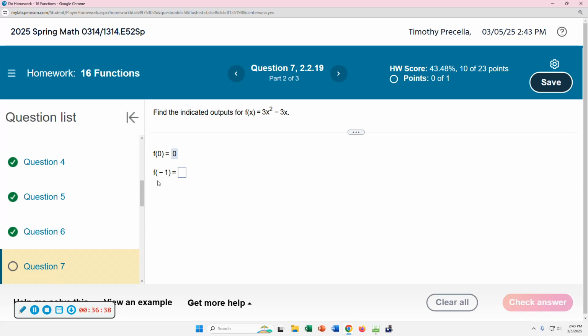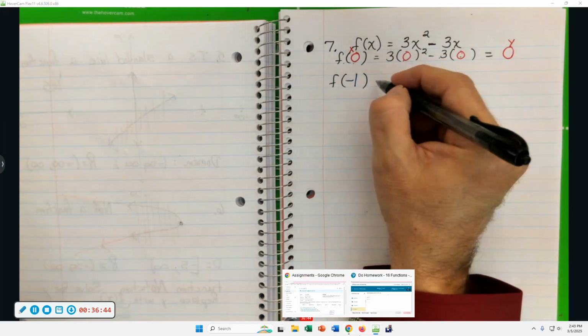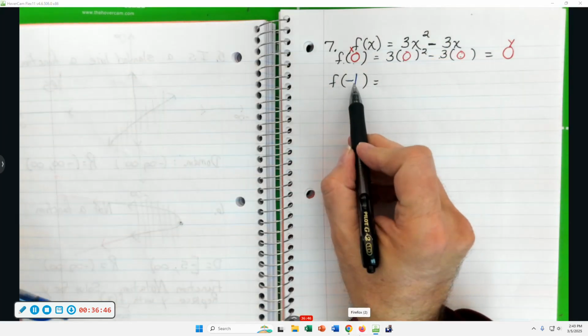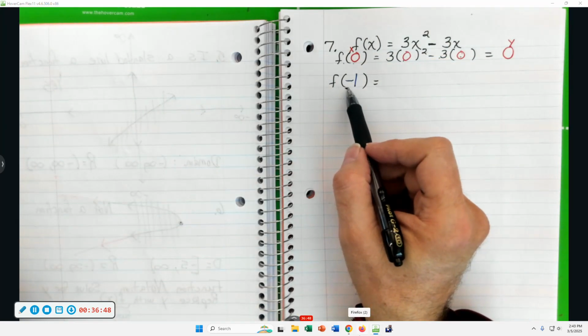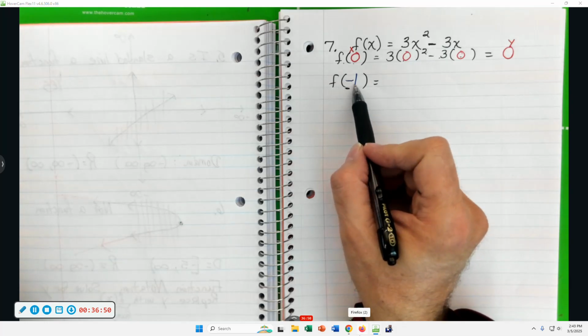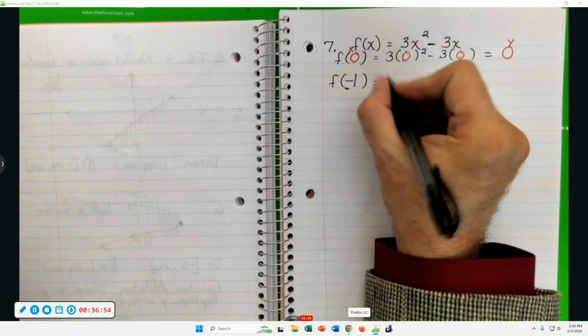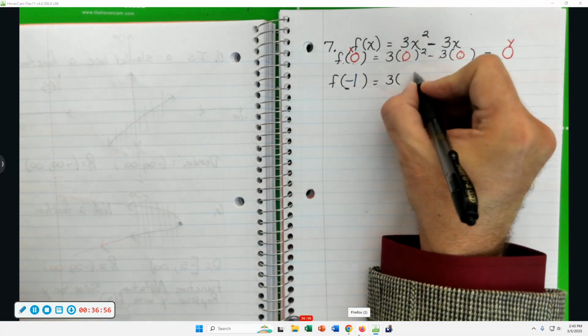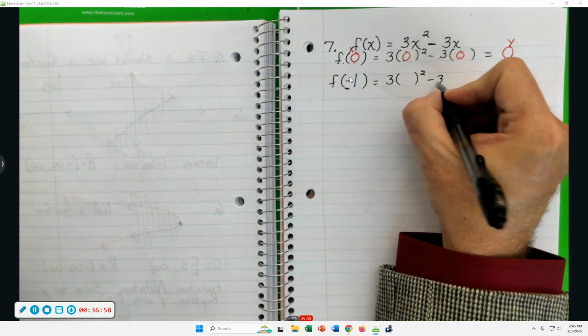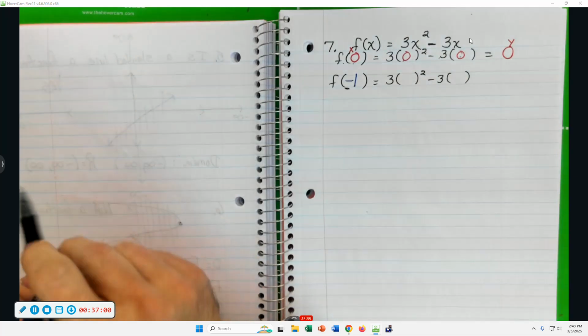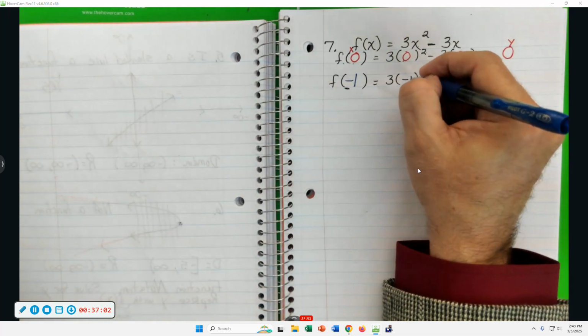Okay, now they want us to find f of negative 1. In words, could y'all tell me what I'm going to do here? What do I do with this x? What do I do with this number in the parentheses? You plug it in for x. That's what I was wanting to hear. So, whatever's inside the parentheses, that's what you plug in for the variable. And then you have to reduce it.